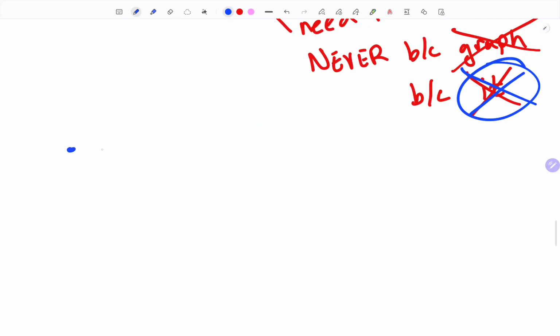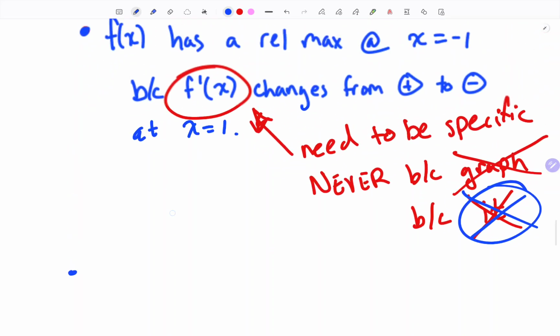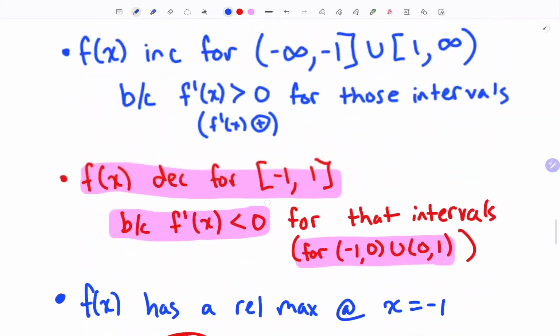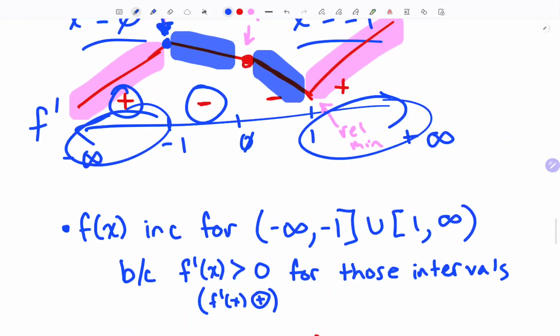All right, and then our last one. All right, and feel free as well, if I ever write it, feel free to call me out on that. All right, is where do we have a minimum?